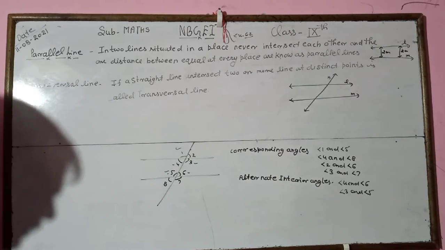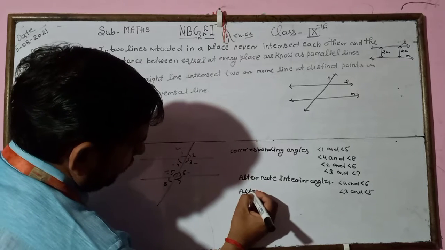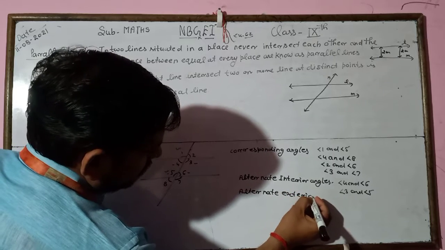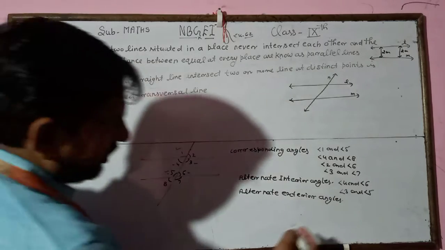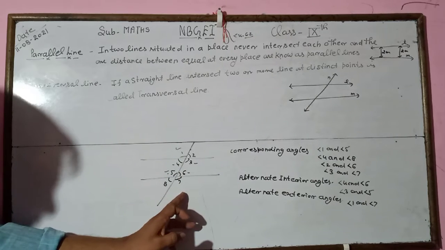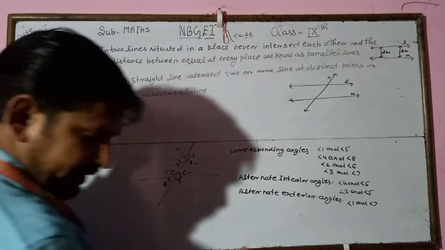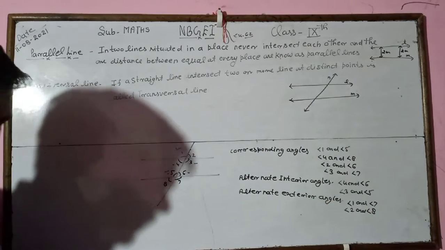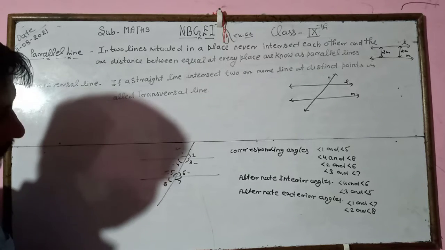Next, alternate exterior angles. Exterior angles: angle 1 and angle 7, and angle 2 and angle 8 are the alternate exterior angles.